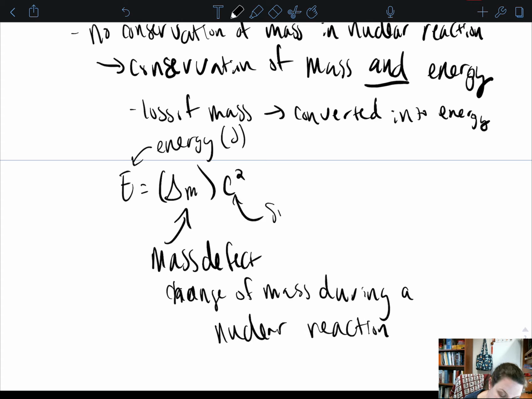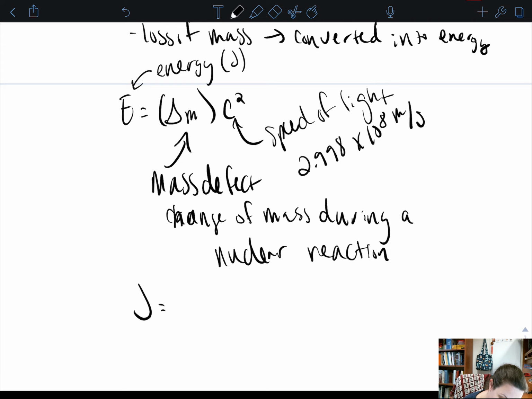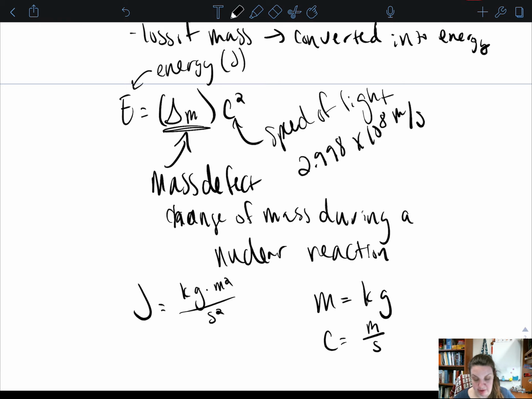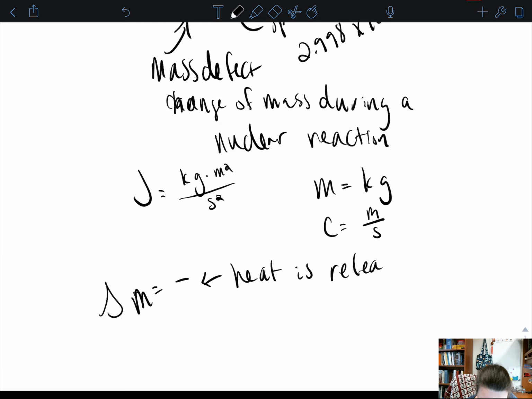And then c is the speed of light, which is 2.998 times 10 to the 8 meters per second. As a note, joules are kilograms times meters squared over seconds squared. So when we put mass into this equation, we need to put the mass in kilograms, but our speed of light can be in meters per second, because we're going to square it, and that gives us our meters squared over seconds squared. If our delta m is negative, that means our heat is released, and that's what we're going to have in these nuclear reactions: a release of energy.